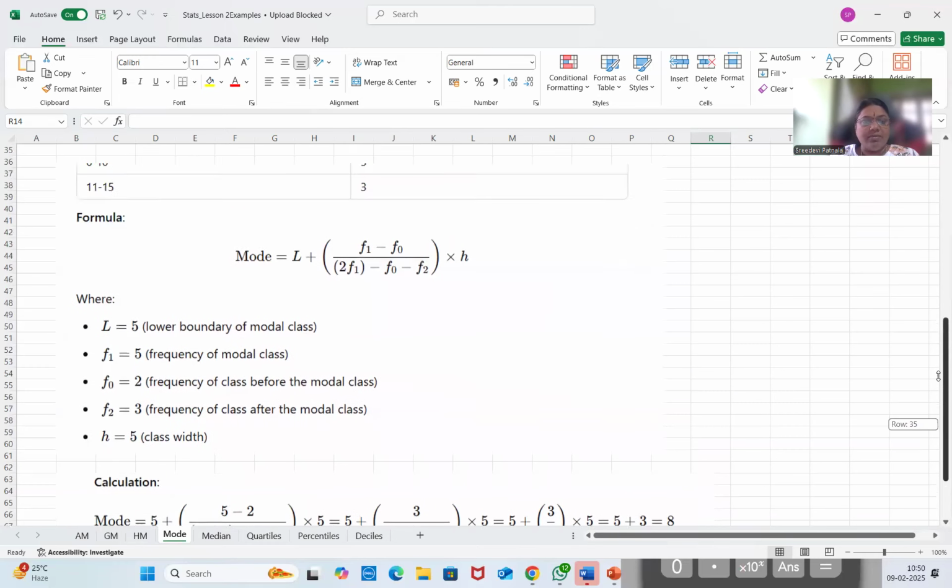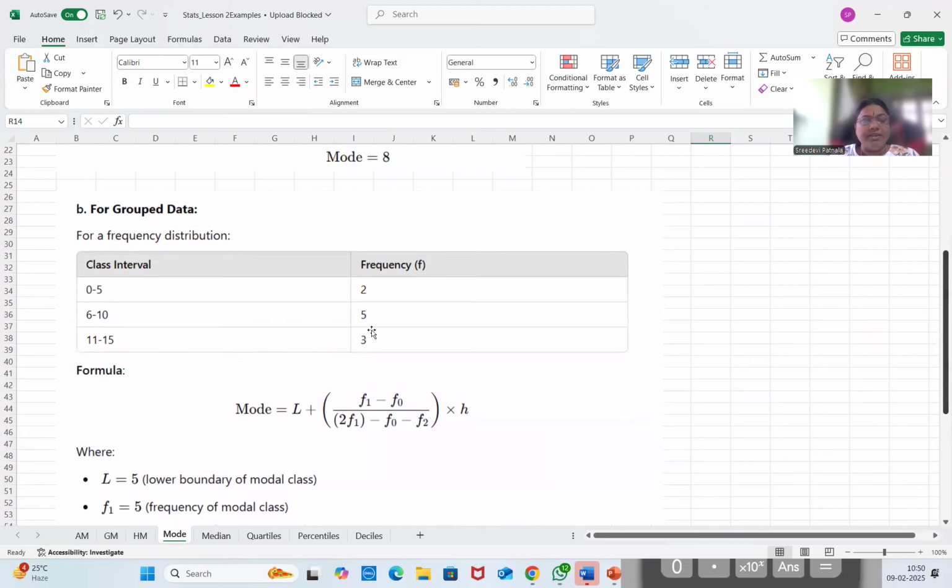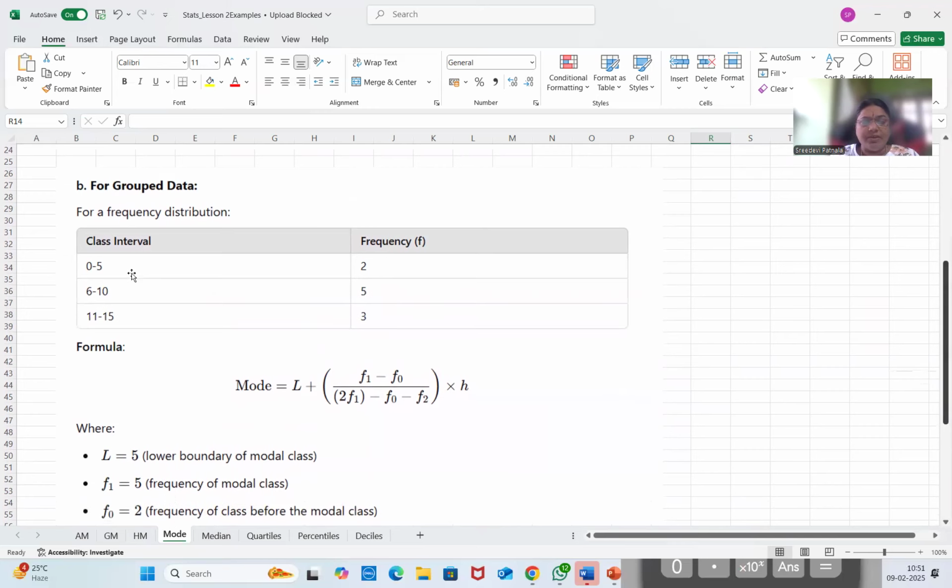Mode value is nothing but what you have to take, highest frequency will become your F1, the above line becomes the F0 and below line becomes the F2. So you know F1, F2, F0 from the frequency. L is nothing but your model class. Height is nothing but your class width. That is also 5. So not frequency, this is a 5.